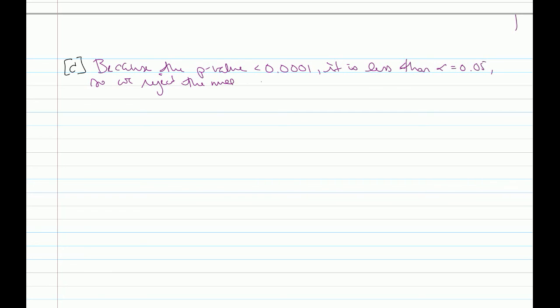Because our p-value is less than 0.0001, it is less than alpha of 0.05, so we reject the null hypothesis. So here we have our decision, reject the null hypothesis, and we have our justification because we have a p-value that is less than alpha.